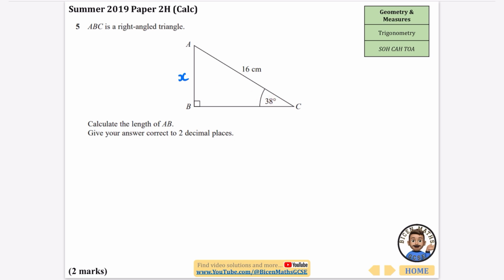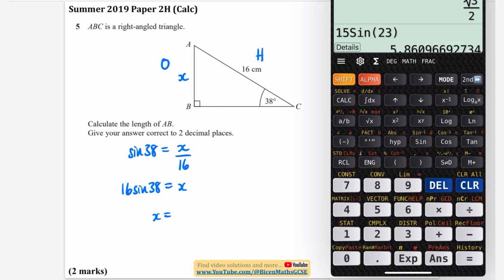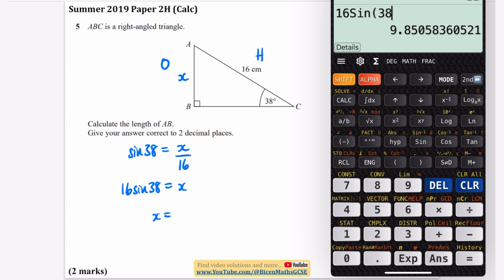Well, the x is the opposite, and this is the hypotenuse, which means out of the three we've got is sine. So I get that sine 38 is equal to the opposite over the hypotenuse, and to find out what x is, we multiply both sides by 16, so x is 16 sine 38. Let's put that in the calculator. 16 sine 38 to two decimal places is 9.85 centimetres.